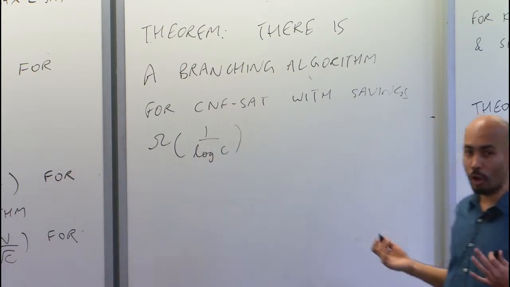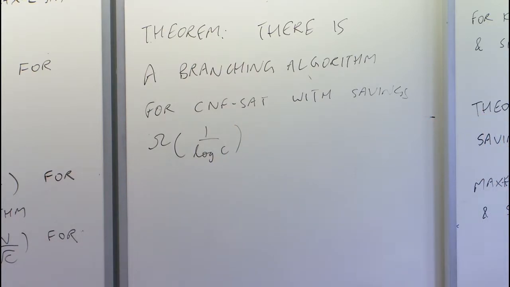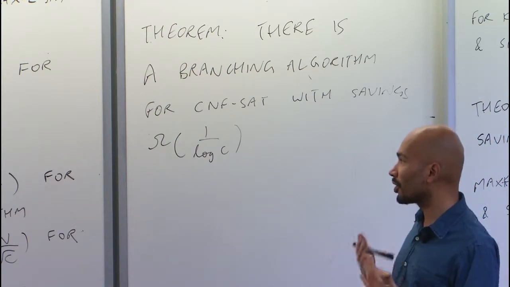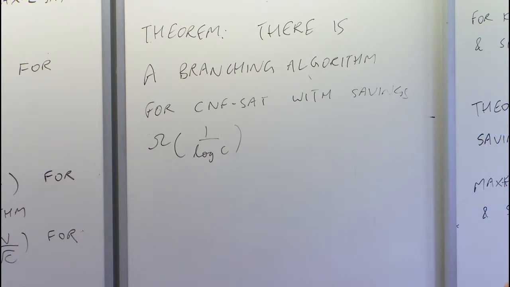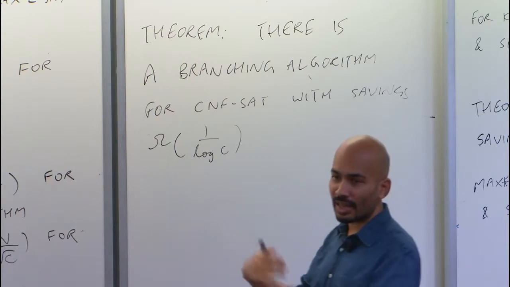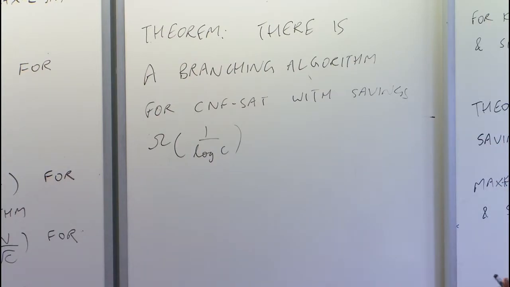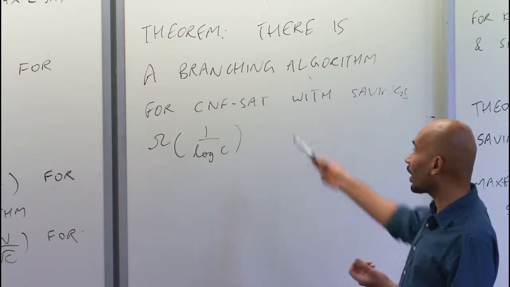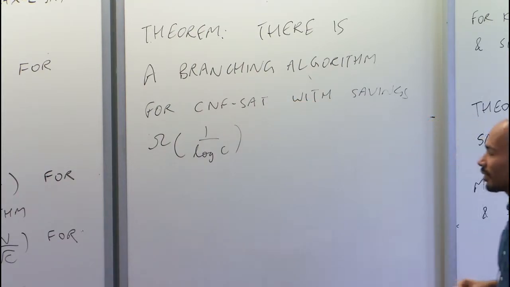So there are algorithms known for CNF sat with savings omega 1 over log C, but these algorithms don't branch on variables. They have to branch on disjunctions or other functions of the variables. But somehow implicit in our approach is a different way of reducing from CNF sat to bounded width CNF sat, which is based purely on branching on variables. And that can be used to get an algorithm which is a purely branching algorithm for CNF sat.